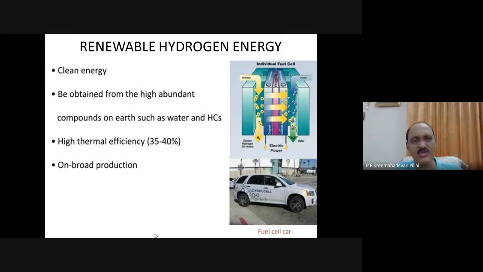And the fuel cell is going to be the energy source of the future. You see that one car is given there, which is running on a fuel cell. Fuel cells and solar cells are going to be the future sources of energy. Maybe by the time the students studying now become working engineers, they will see only these two among us. See the next slide.